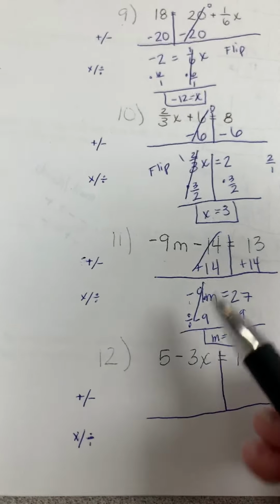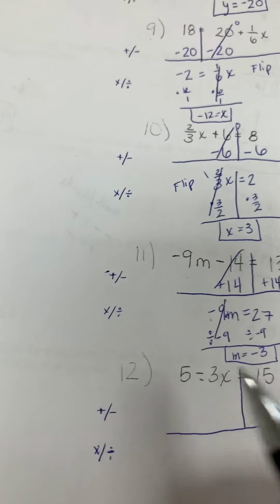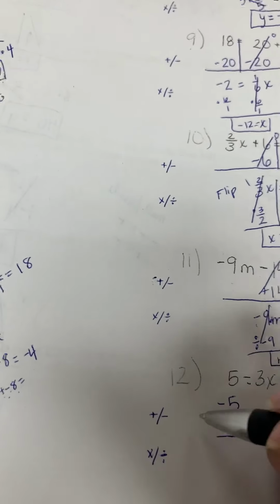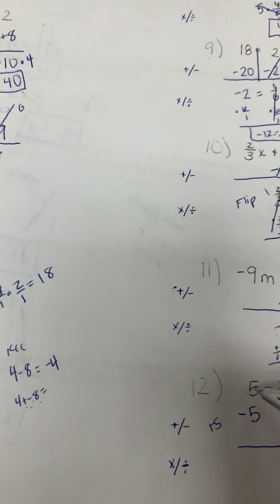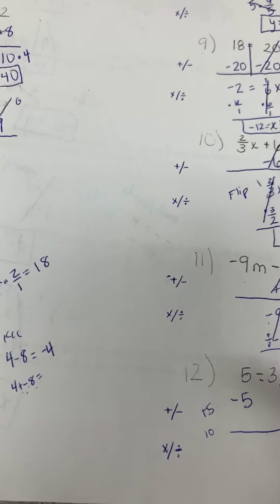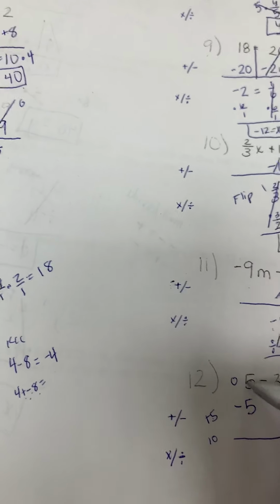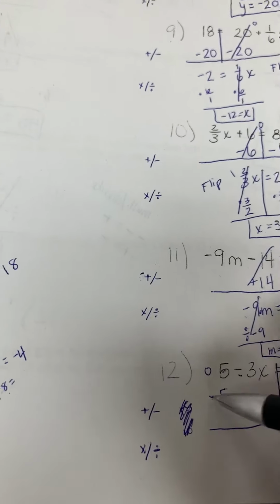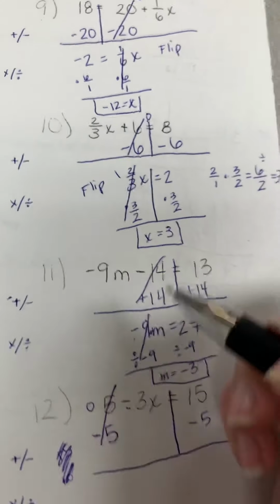I like this one. This one's a little tricky. Just because it has a subtraction sign right here, I'm still gonna minus 5. Because if I did plus 5, 5 plus 5 equals 10, and I want it to equal 0. 5 minus 5 equals 0, so I don't want to do that. 5 minus 5 is 0.